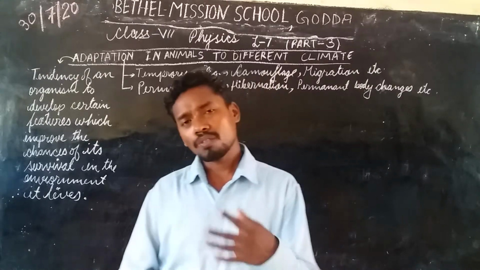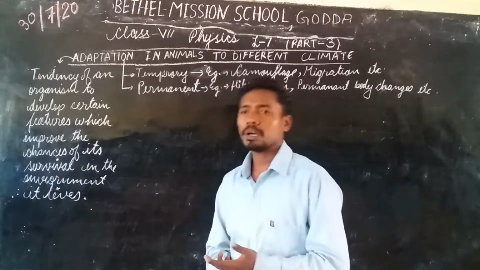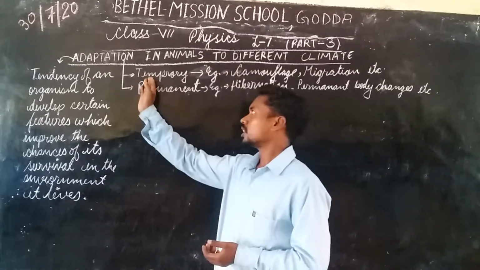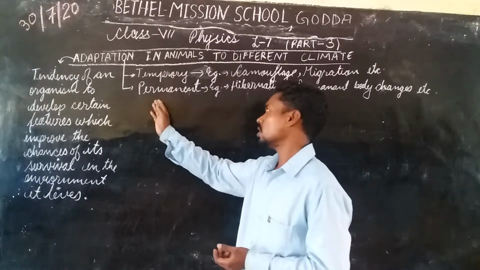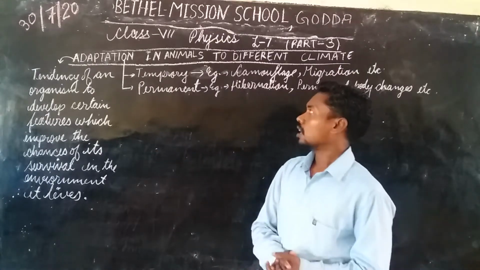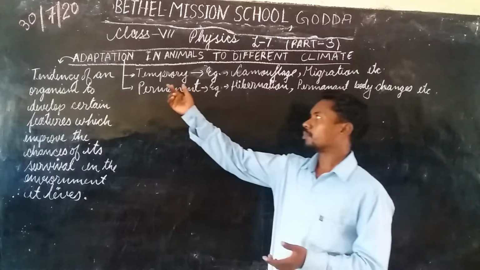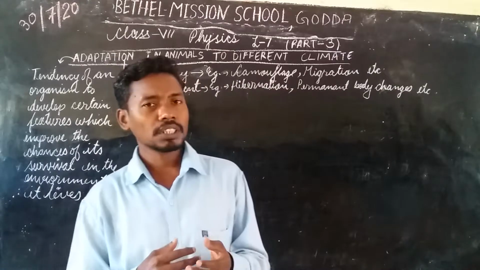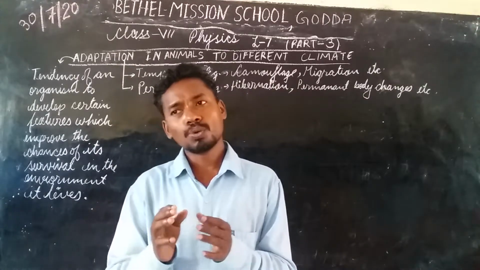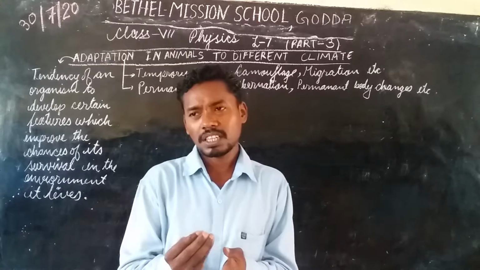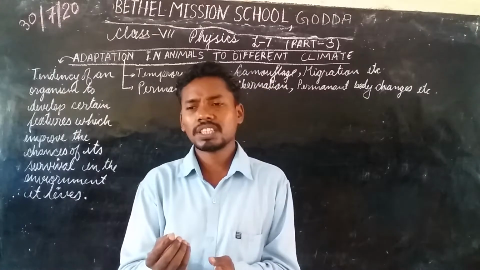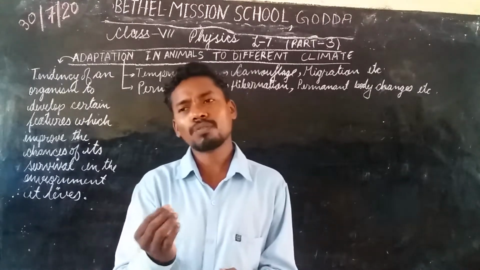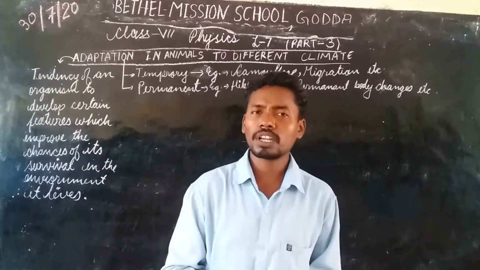So when we talk of adaptations, we need to go through the type of adaptations. The adaptations are of two types, 1 and 2. The first one is your temporary adaptation, and the second one is your permanent adaptation. So what do we understand by temporary adaptations? These temporary adaptations are adaptations which can help us to withstand certain instant changes, and these last only for very short time.